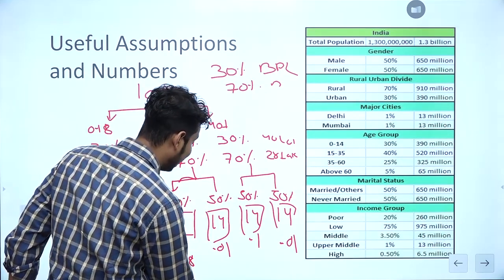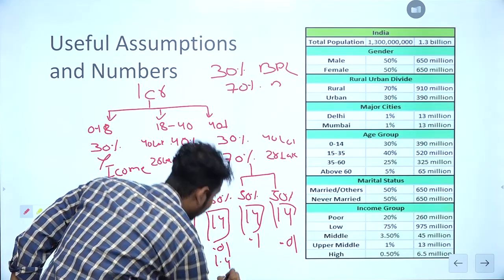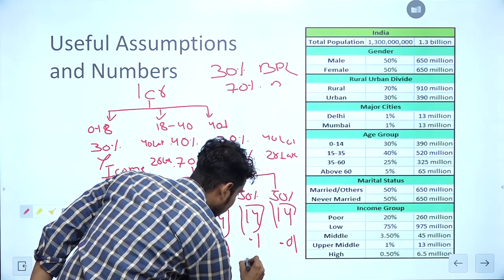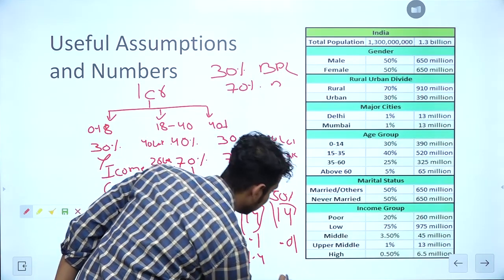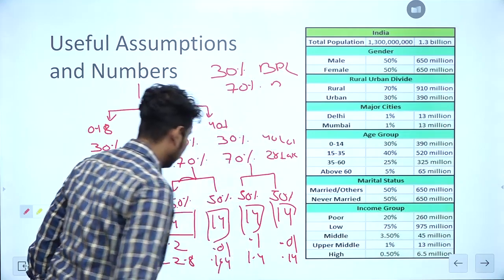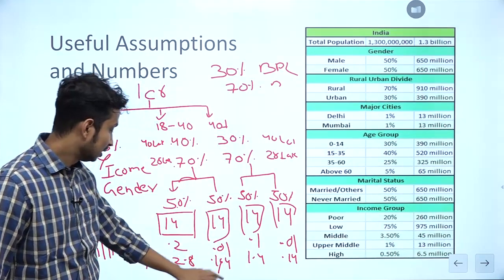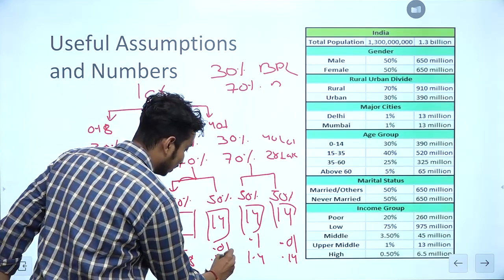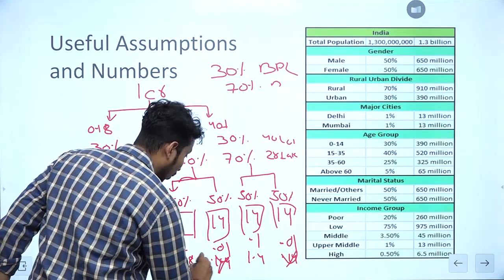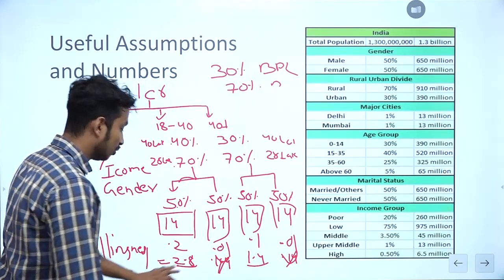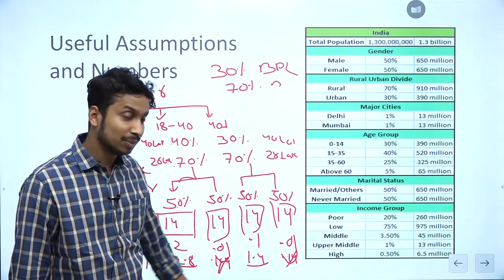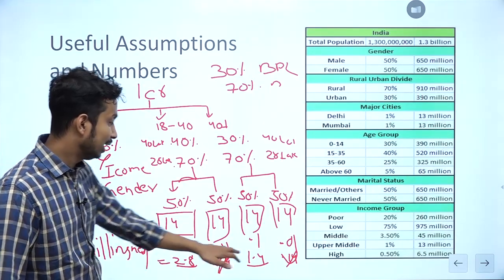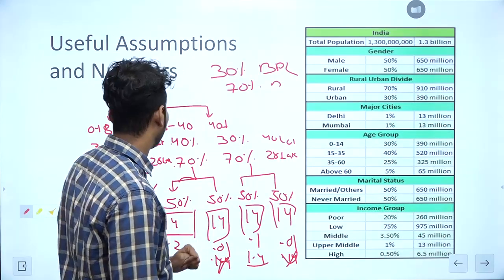Okay, 2.8 lakh, 1.4 lakh, sorry, 0.14 lakh, 1.4 lakh, 0.14 lakh. Because these numbers are very small in comparison, we can neglect them as of now. So 2.8 lakh and 1.5 lakh. So we can assume this number to be 3 lakh, and this number to be 1.5 lakh. So far, we have got these two numbers, 3 lakh and 1.5 lakh.